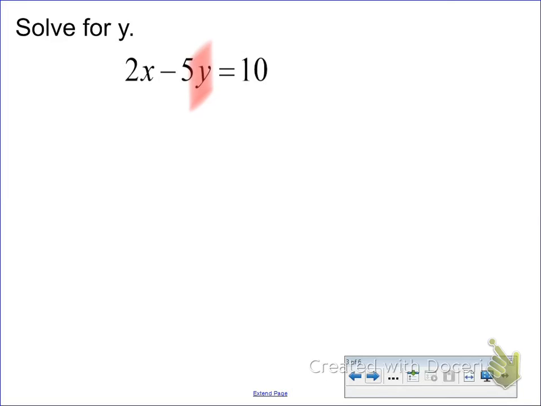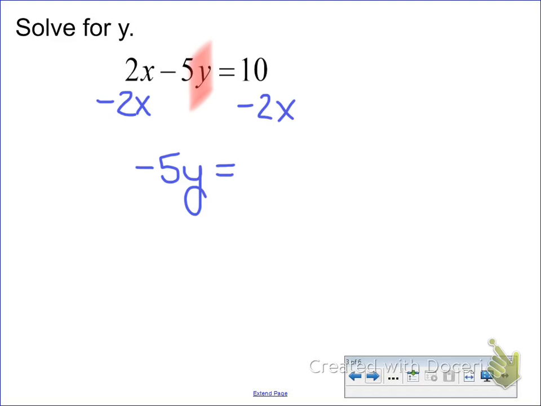So what I'm going to do here is subtract this 2x over to the other side of the equation. Okay, that starts to get things away from that y. So now I'm left with negative 5y is equal to, I always like to put my x's first, and here's why.